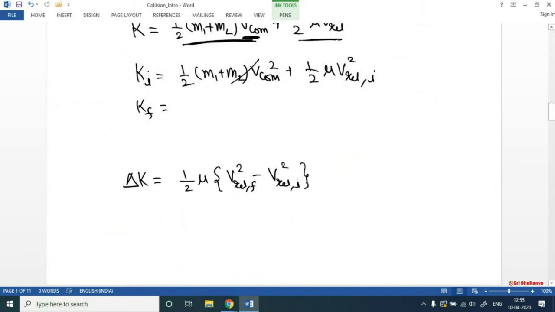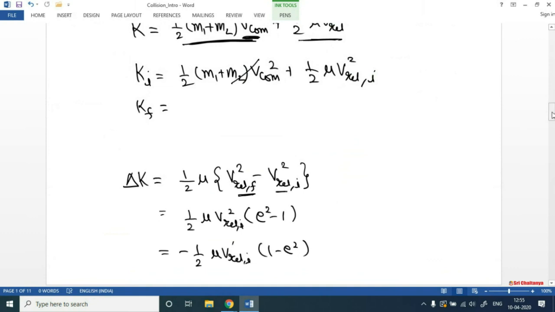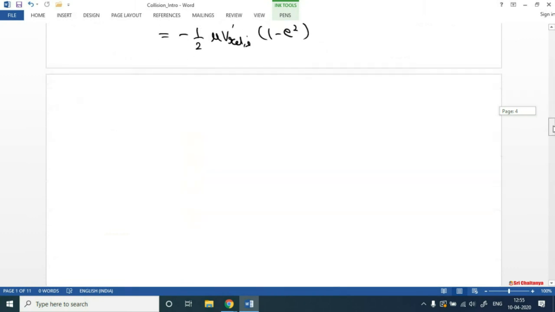So that would be the quantity over here, and we can see that v relative final is smaller than v relative initial, and that fraction is known as E. So this will turn out to be half mu v relative square, we can take common, and that would be E square minus 1, or you can say minus of half mu v relative square initial into 1 minus E square over here. So basically the kinetic energy of the system would be decreasing.